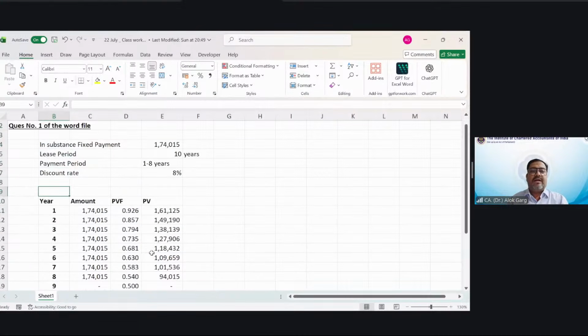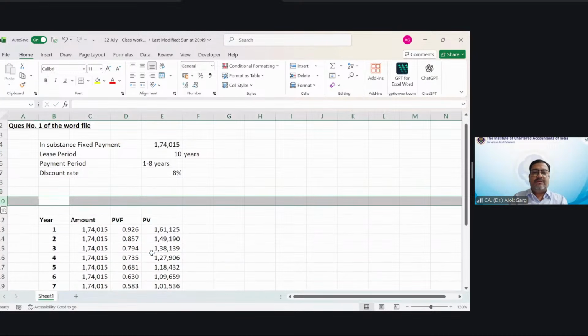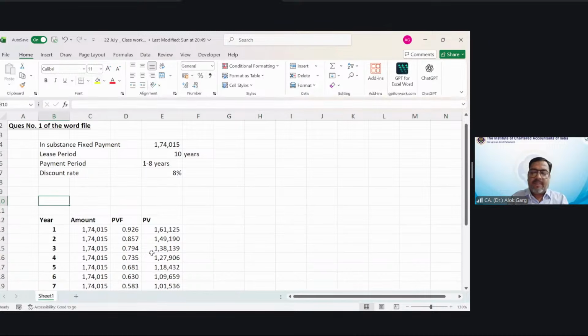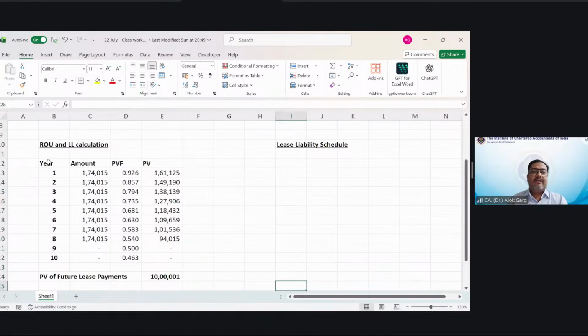So this is a ROU calculation. Now, just a minute. This is the ROU and lease liability calculation. Okay. Now your lease liability schedule. Let's prepare the lease liability schedule.